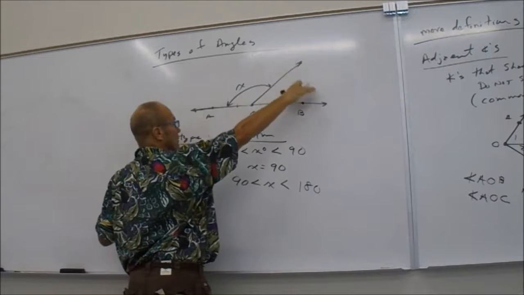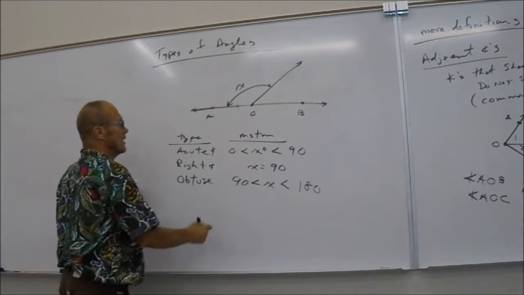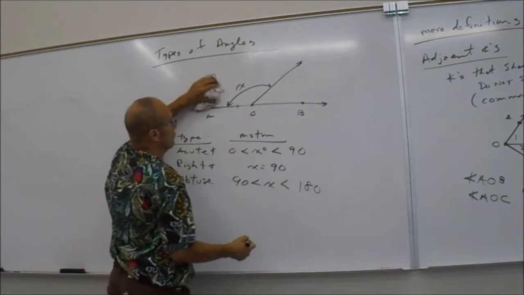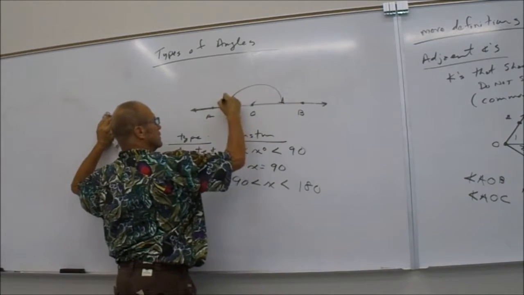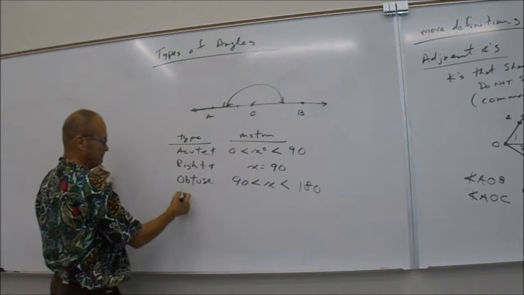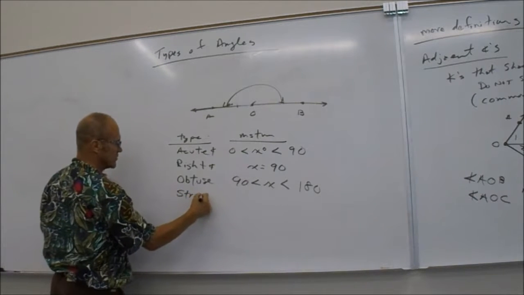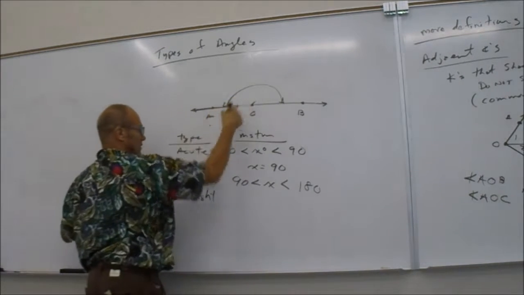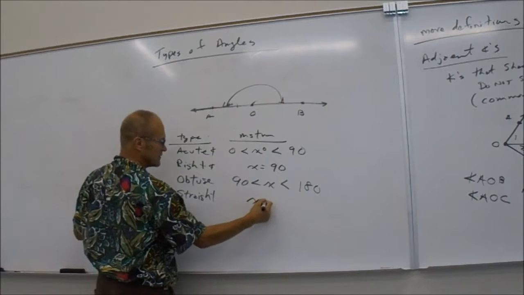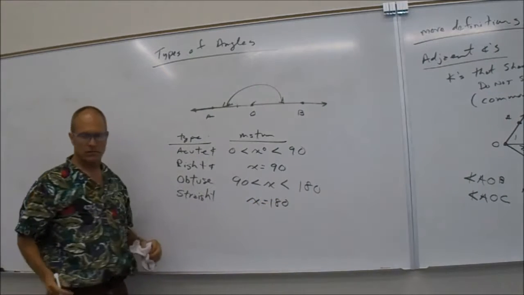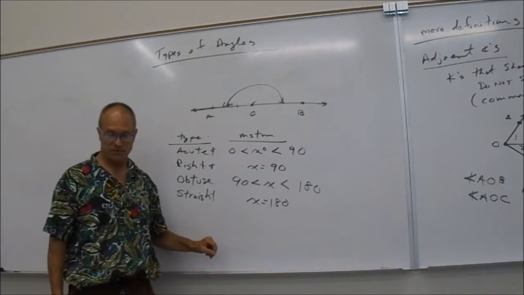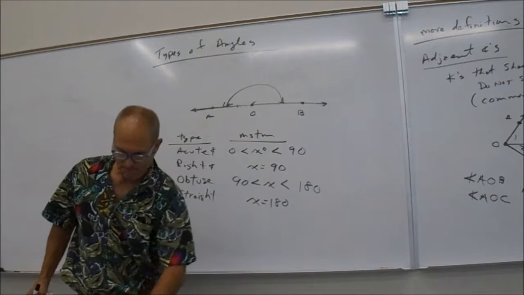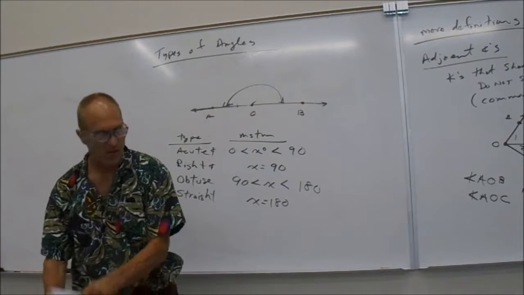Because when you get all the way down to there, then you have what we call a straight line, and we just call it a straight angle. Talking about the angle, this means your x is equal to 180. So these are the 4 different types of angles in terms of the measurements.